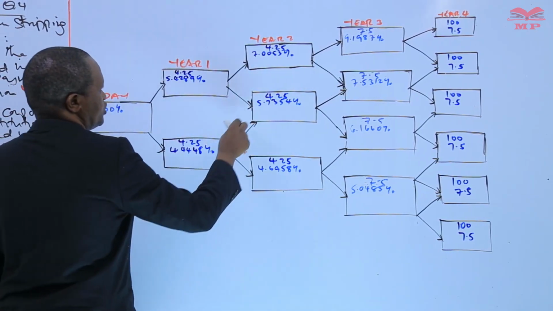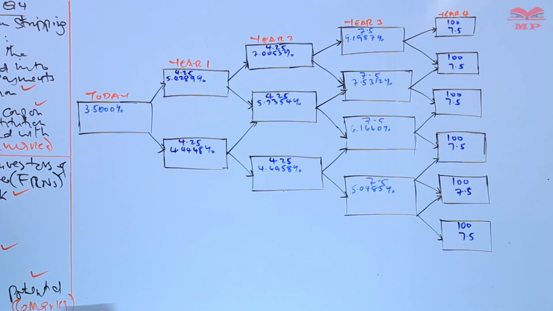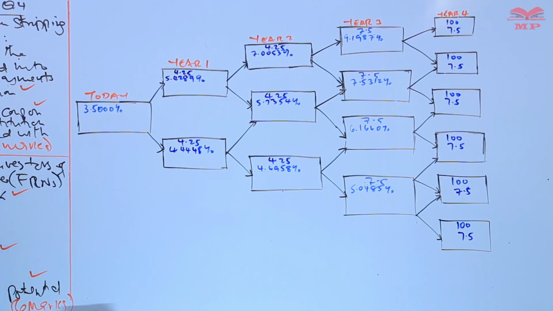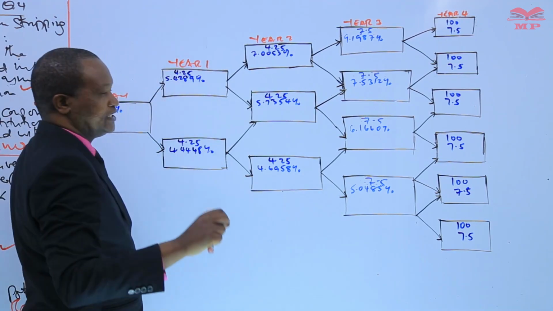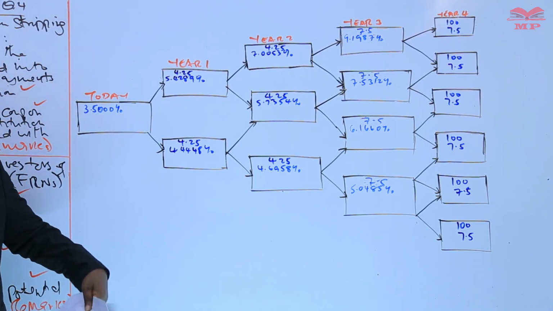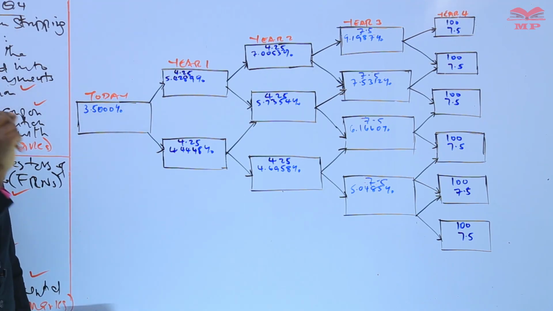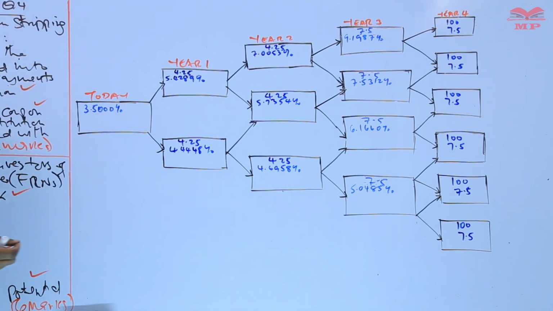Then these boxes are called nodes. And each branch is assigned a probability. And the probability represents the likelihood of the price moving up or down from the previous node. You understand?